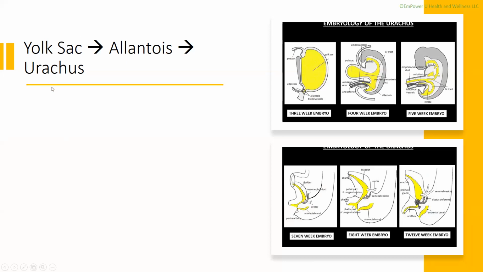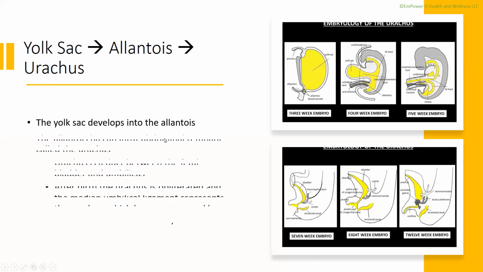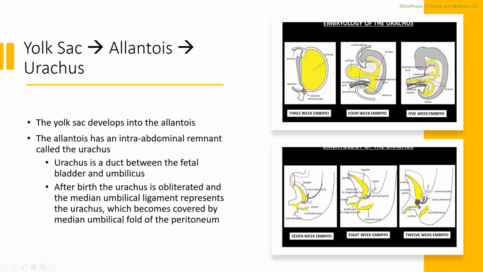So why do we even care about the yolk sac? Mainly because of what it develops into. So your yolk sac, your allantois, and your urachus. Your yolk sac will develop into the allantois, nice French word. It's going to have an intra-abdominal remnant called the urachus. This is going to be a duct between the fetal bladder and the umbilicus.